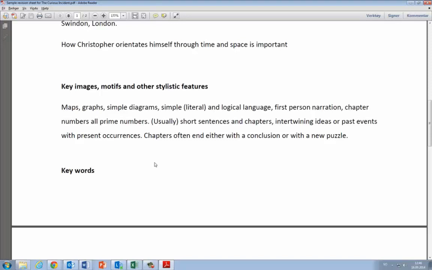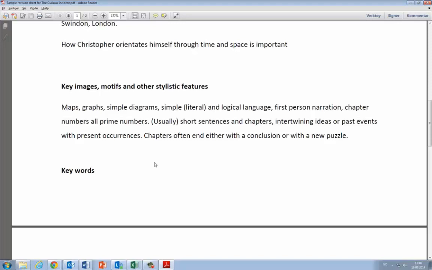He writes usually short sentences, and his chapters are generally short too. It helps give a sense of things being kept under control, not too expansive. But it's interesting to see how the chapters are often structured. They often end either with a conclusion, in other words, there's been a problem which has been solved. It could be a mathematical problem he's talking about, or he can end with yet another puzzle. He may have solved part of the mystery and then finds out another.